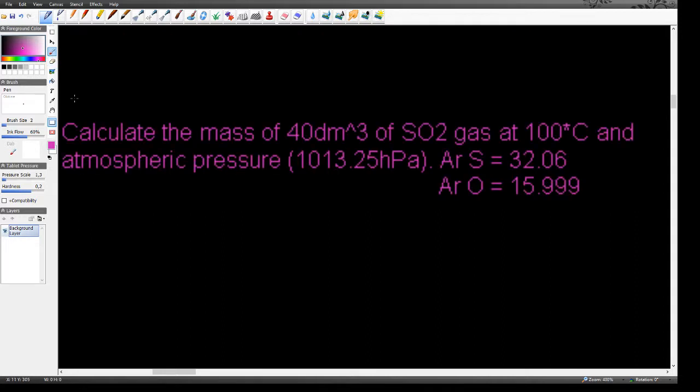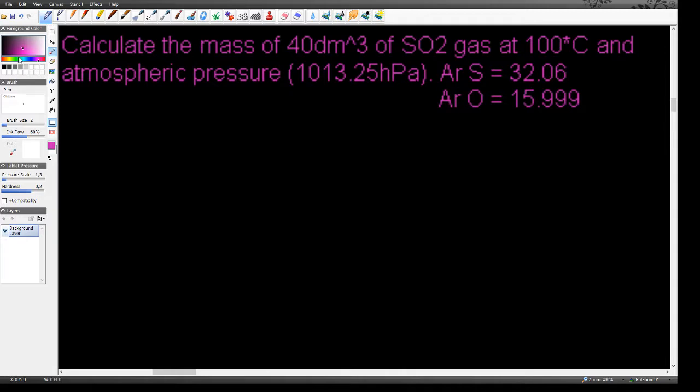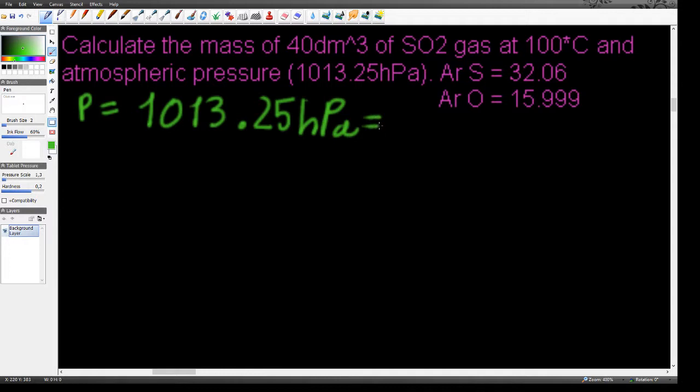We know that the pressure is equal to 1013.25 hectopascals. But we don't want the pressure in terms of hectopascals, we want it in terms of just pascals. So to get from hectopascals to pascals, you multiply by 100 because 1 hectopascal is 100 pascals. So you multiply by 100 to get 101,325 pascals. And that's our pressure.